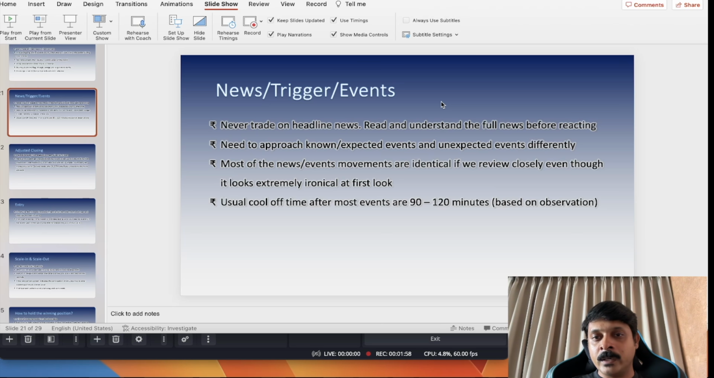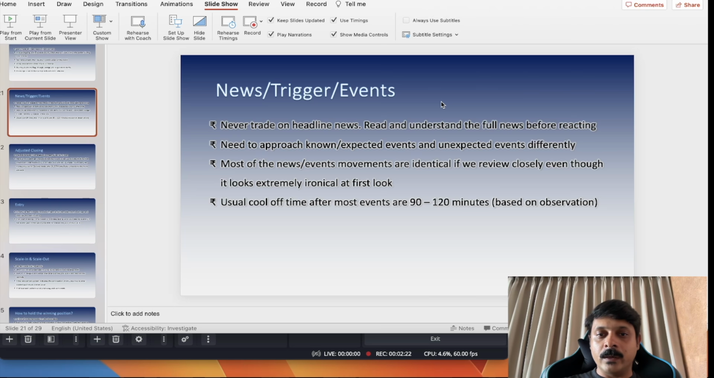Similarly, even during the budget or any other announcements, when you look at the headline news, it might give you a picture, but when you read it in detail, it might be different. Some of it looks like good news, but when you read it completely, it may be bad news, and the other way around too. Make sure that you understand that fact. That is the first thing.